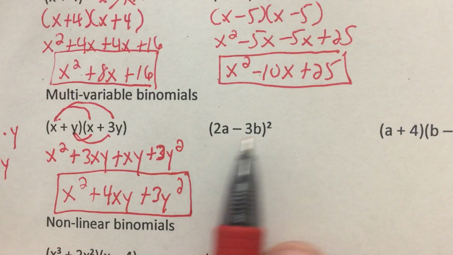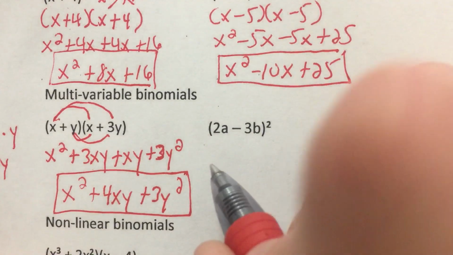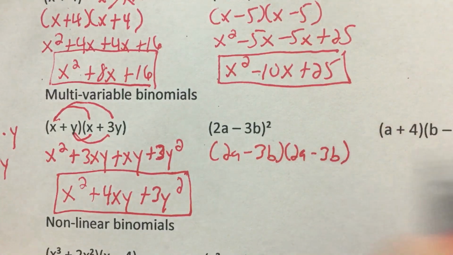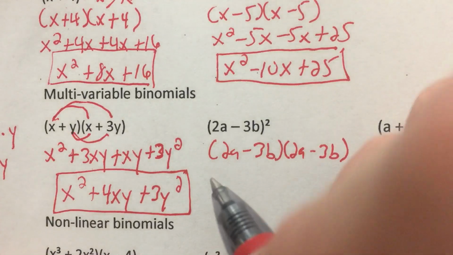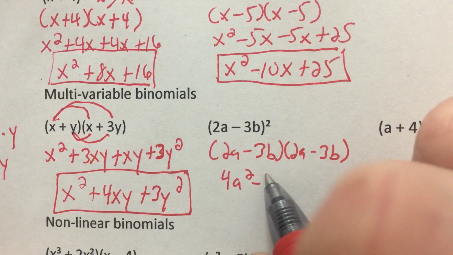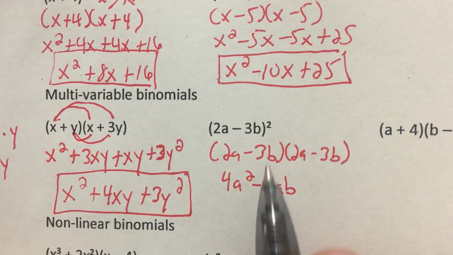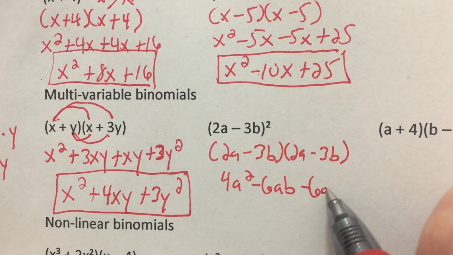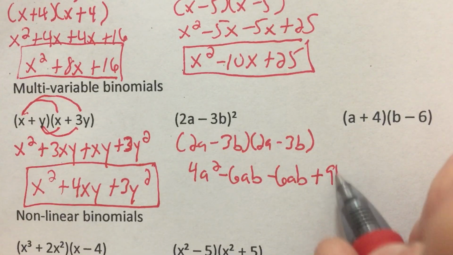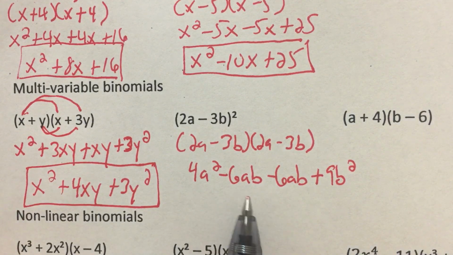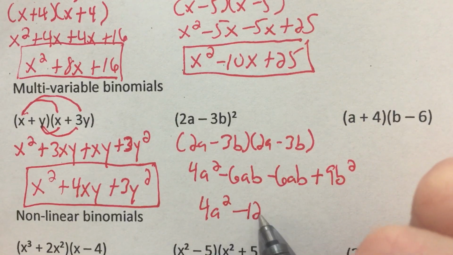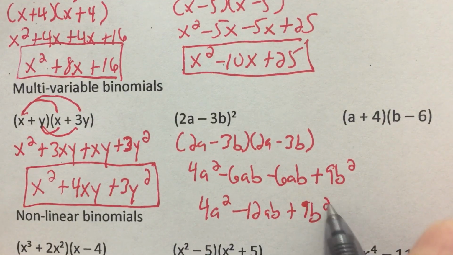Second one, again, this is a binomial squared. It has multiple variables in it. So we got 2a minus 3b times 2a minus 3b. 2a times 2a is 4a squared. 2a times a negative 3b is a negative 6ab. Negative 3b times 2a is negative 6ab again. Negative 3b times negative 3b, positive 9b squared. 2 terms in the middle are like terms. They're both ab's. Combine them, we'll get 4a squared minus 12ab plus 9b squared.